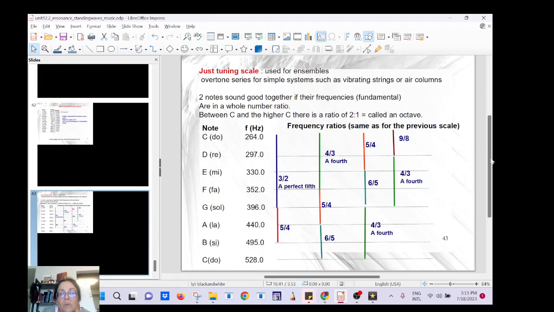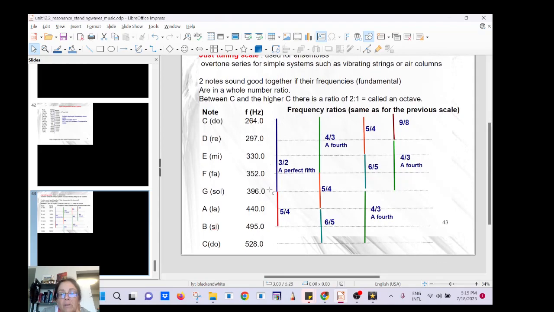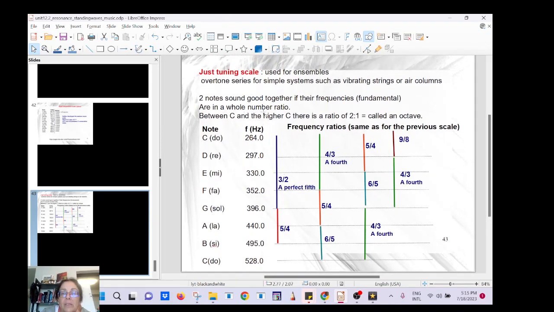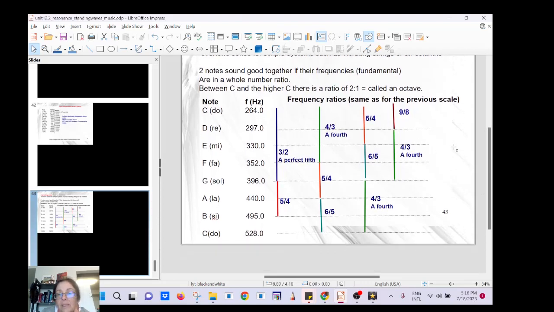And if you have a piano, for example, if you play two notes and they sound good, so they go well together, it's because the ratio between their frequencies is a whole number ratio. Between a C and a G, so Do and Sol, it sounds good to us. That's because the ratio of their frequencies is equal to 3/2, also called a perfect fifth. This is a fourth. So that's for those who are interested in music. A lot of physics in music.